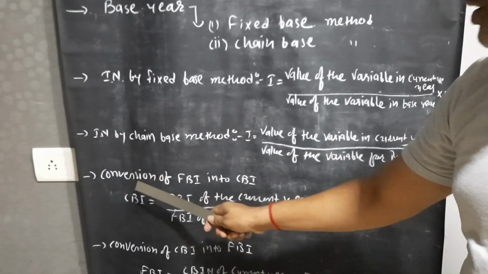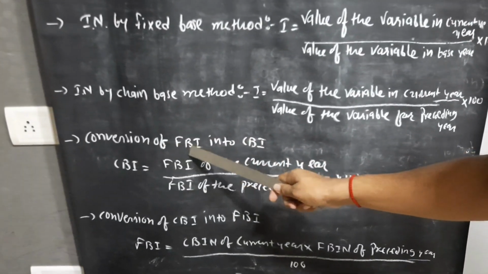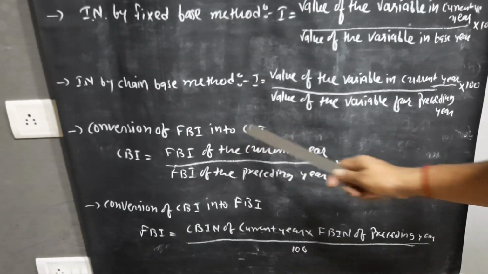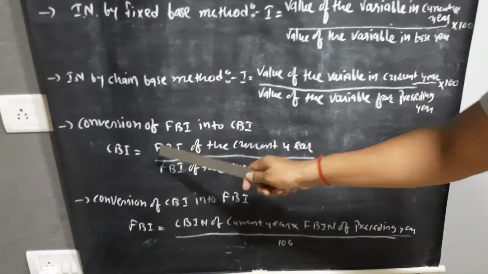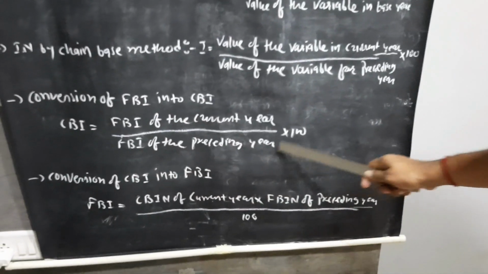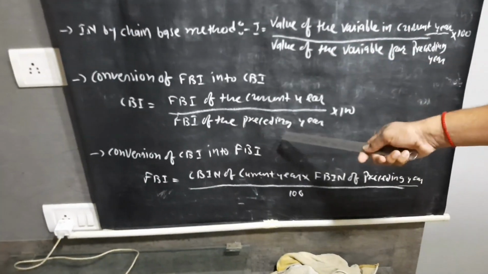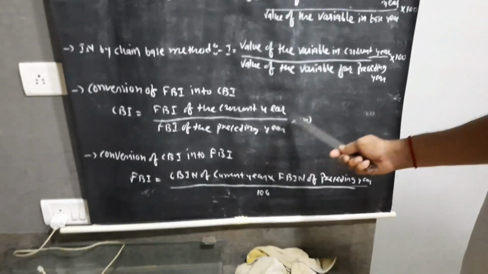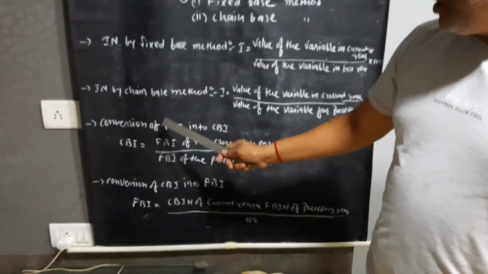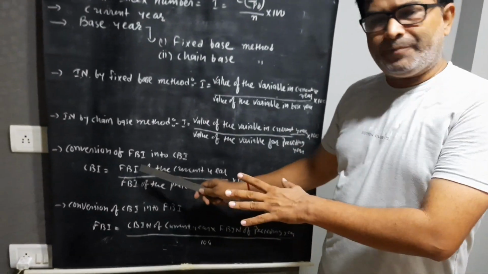Now, conversion of FBI into CBI: conversion of fixed base index number into chain base index number. So chain base index number is equal to fixed base index number of the current year upon fixed base index number of the preceding year into 100. This is more or less like the chain base formula: current year upon preceding year into 100. So when you have to convert fixed base into chain base, the formula is the chain base formula.